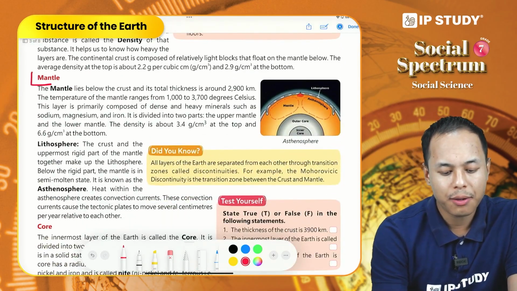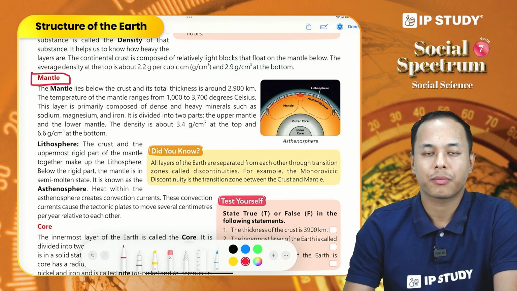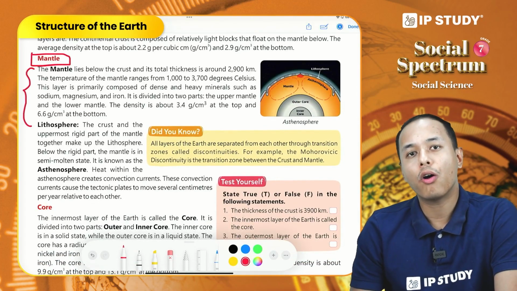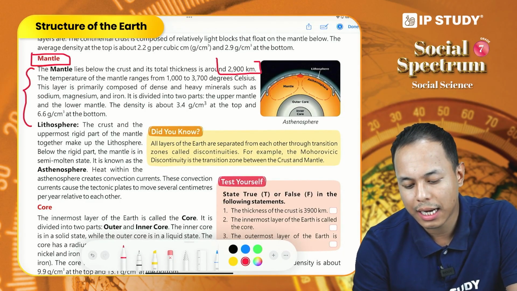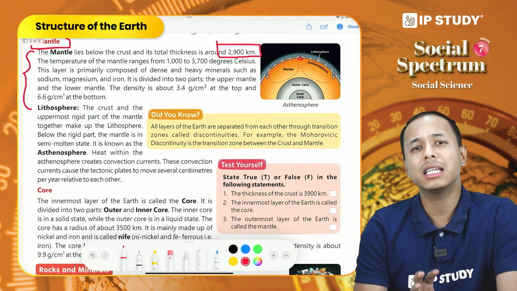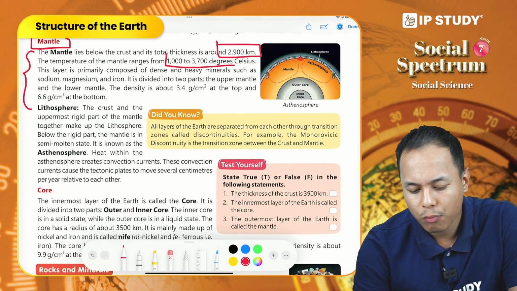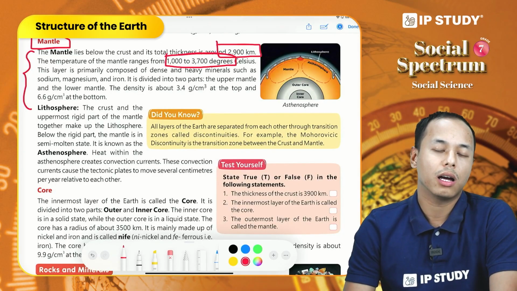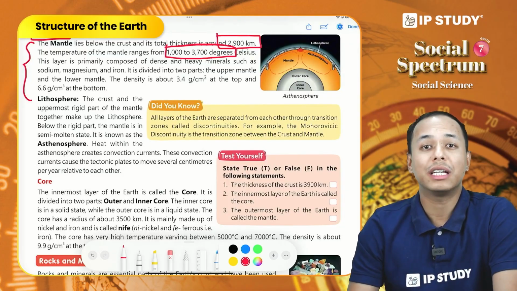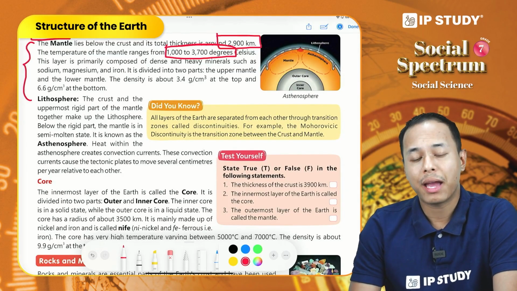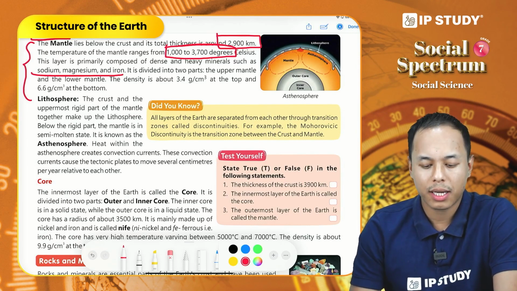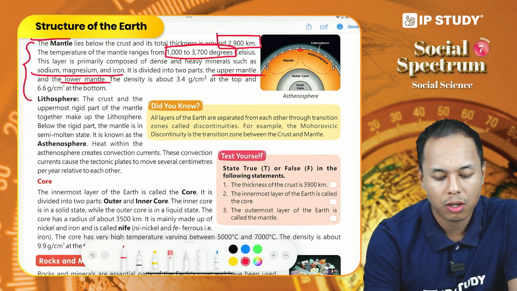Now let us see mantle, the second layer. So mantle lies below the crust. Okay, and the thickness of mantle is around 2900 km from where crust ends. In this layer, the temperature ranges from 1000 to 3700 degrees Celsius. Okay, this layer is primarily composed of dense and heavy metals like iron, magnesium, sodium and others. And this layer is also divided into 2 parts, upper mantle and lower mantle.